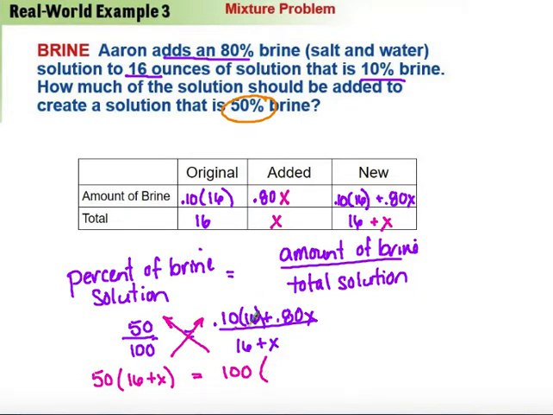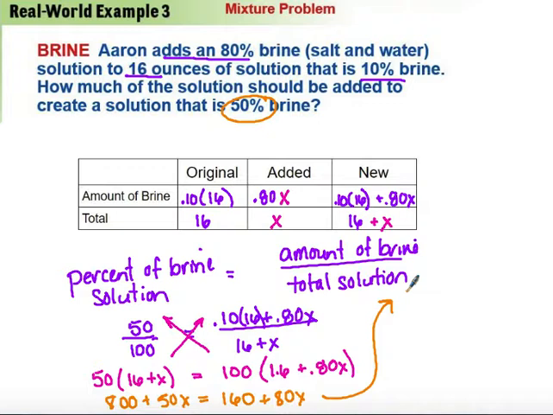times the quantity. If I do a little bit of this in my head, 10% of 16 is going to be 1.6, and then I'll have plus 0.80x. All right, so let's do our distribution here. Our distribution is going to be 50 times 16, which is 800, plus 50x is equal to, I'm going to multiply that by 100, so that's going to give me 160 plus 80x.